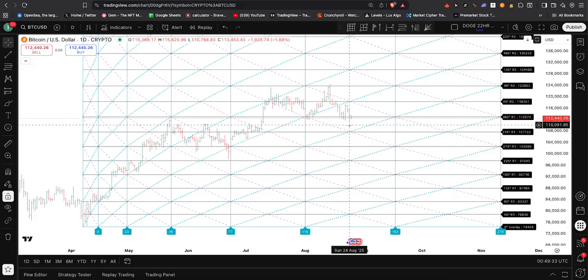Not sure. Okay, on August 24th. Now, ever since July 12th slash July 13th, BTC has been in a range, right? Or consolidation. Not much has happened since then.